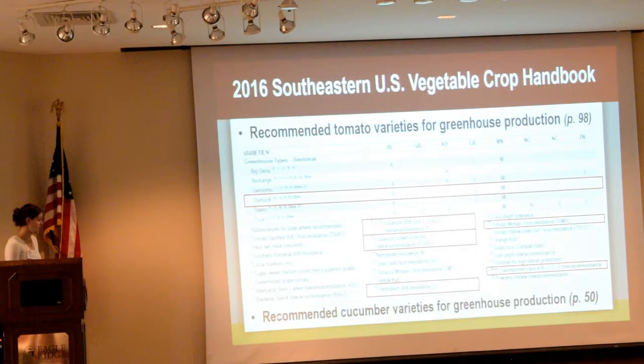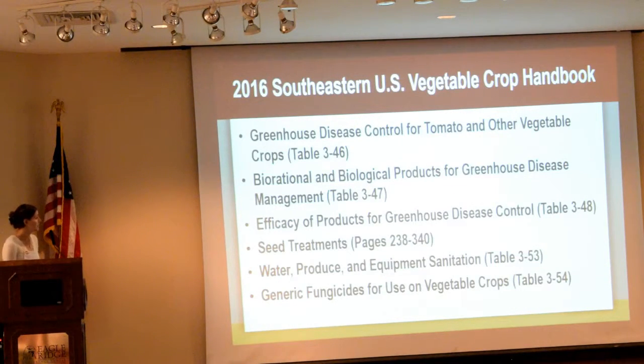And again, there's also recommended cucumber varieties for greenhouse production on page 50 of that book. Other tables of interest that would help you in your disease management: you have a greenhouse disease control table for tomato and other vegetable crops. That gives you a list of products that can be used. You have biorational and biological products for greenhouse disease management, if you want to try and use biorationals or biologicals rather than some of the other fungicides.